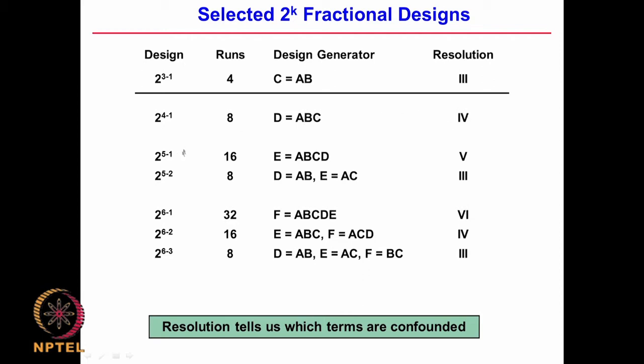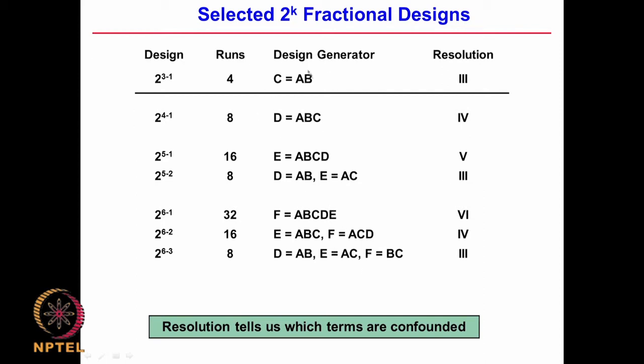This is okay. Let us look at one more variable, variable E, okay. So, that is 2 power 5, that is 32 experiments. Suppose I want to do only half of that, 16 experiments, what will I do? E equal to A, B, C, D. This is a resolution 5 design, very nice. But if I want to do 1/4 of 32, that is 8 experiments, 2 power 5 minus 2, then D will become A, B or E will become A, C. So, this is a resolution 3 design. The main effects are confounded with the two-way interactions, which is not desired, and so on.